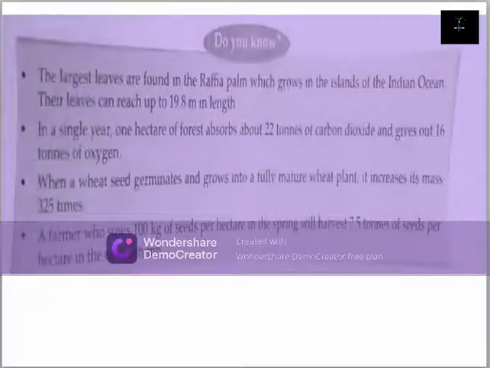Important information for you, which you should memorize: the largest leaves are found in the raffia palm, which grows in the islands of the Indian Ocean.